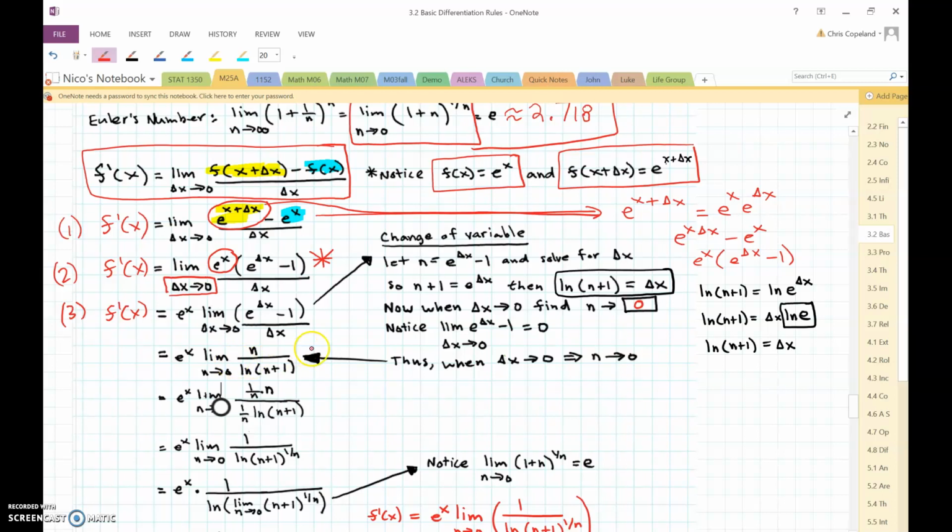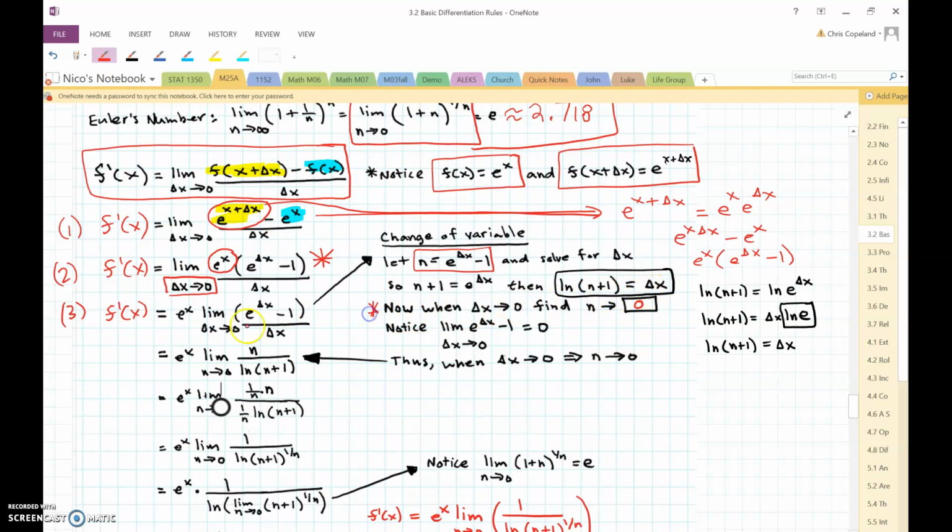Now for step 4, this is where it gets a little tricky. Let's look at this e to the delta x minus 1. We're going to do a change of variable. We're going to let n equal e to the delta x minus 1, and then solve for delta x. To do that, I could add 1 to both sides, and then take the natural log of both sides, and then I would have the natural log of n plus 1 equals delta x.